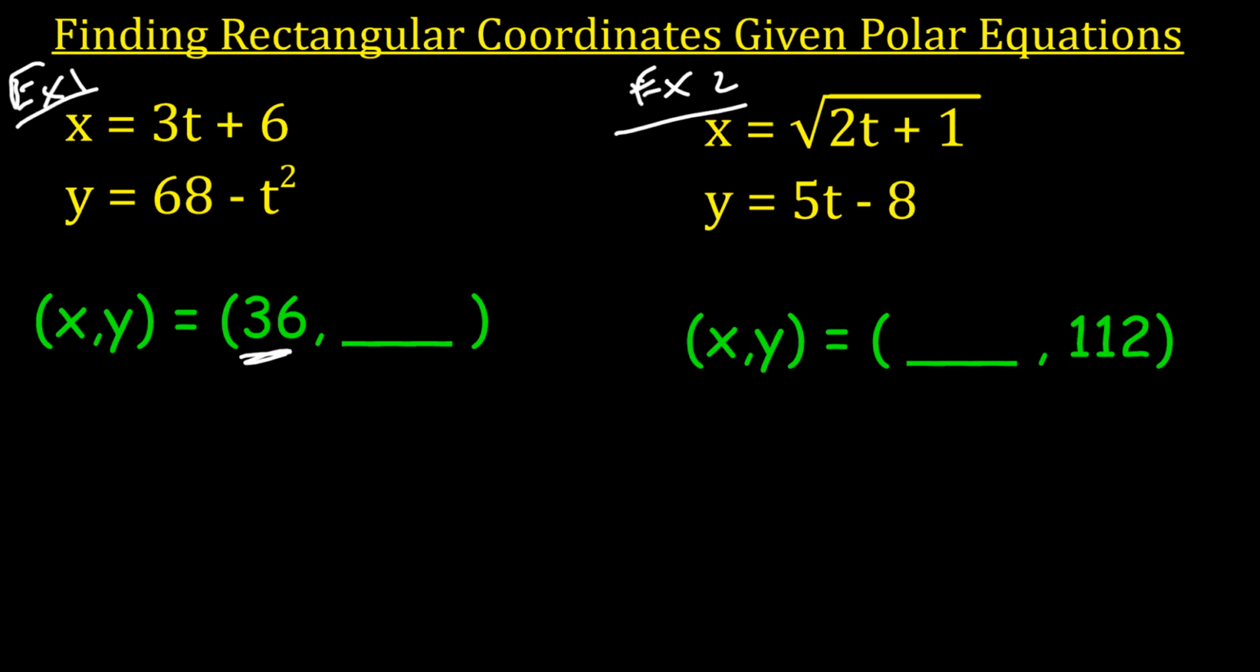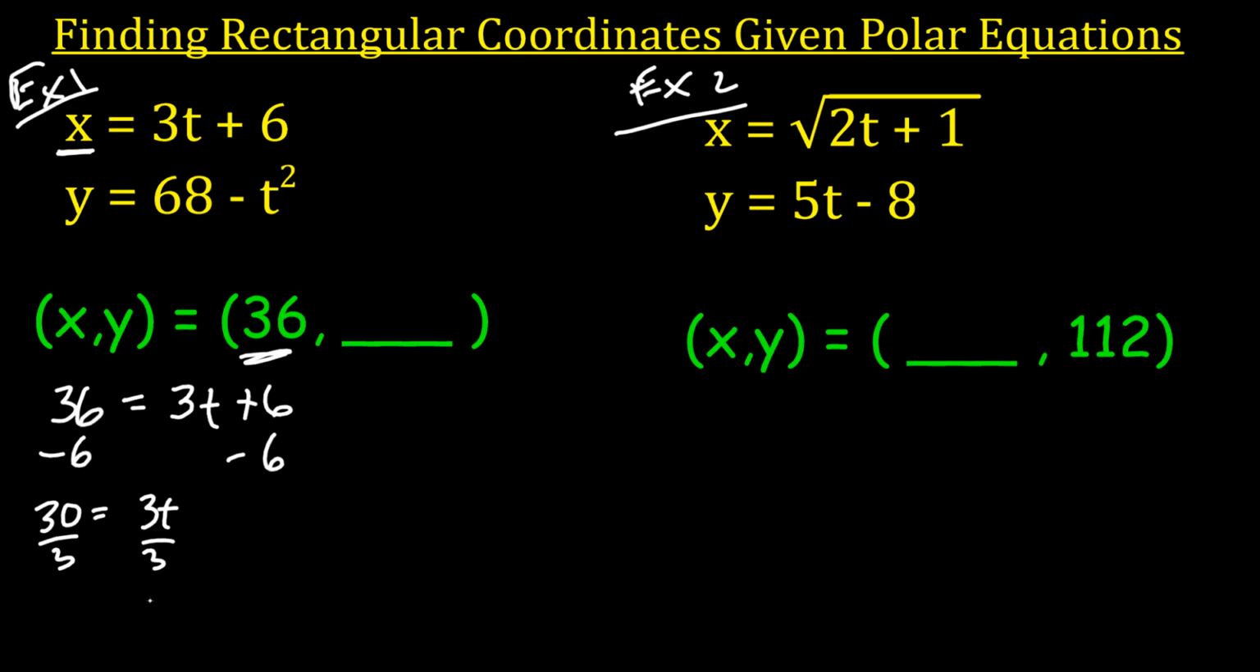It's pretty straightforward. We're given an x value, so we're going to plug that in. We're going to plug 36 in for x. Then I'm going to solve for t and figure out what y would be, using basic algebra. Subtract 6 from both sides, I get 30 equals 3t. Then divide by 3, and I get t equals 10. So when x is 36, that's when t equals 10.